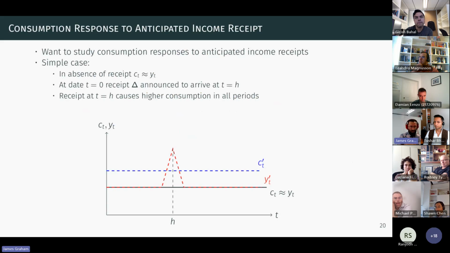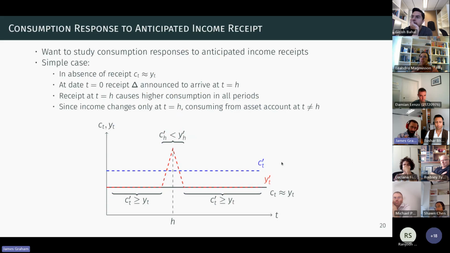You'd like to smooth out consumption, so you want higher consumption at all dates. And the way you'll do this is by borrowing in the early period. In the period you receive the income, you repay some of that borrowing and then save some of the money as well. And then you spread it out by consuming out of that savings in the future.